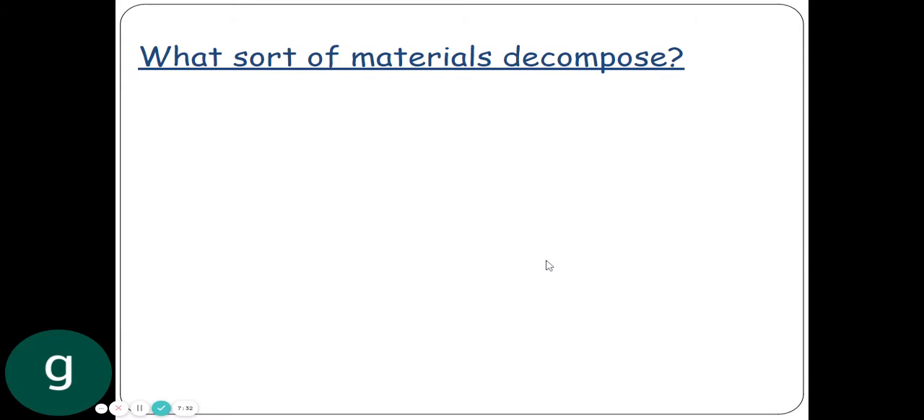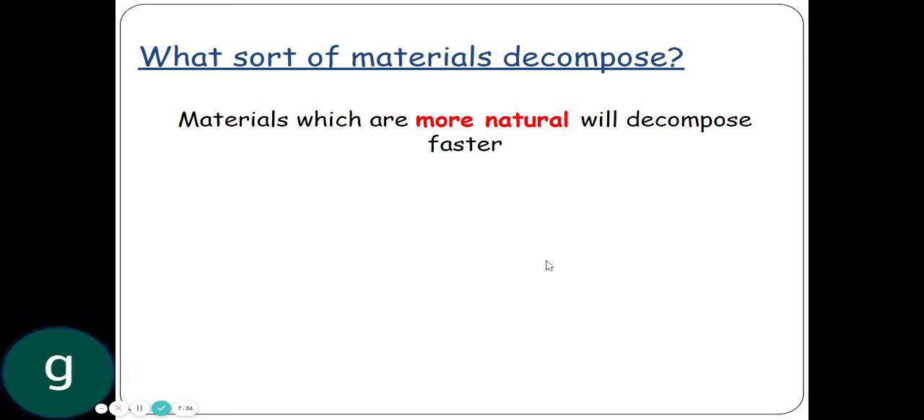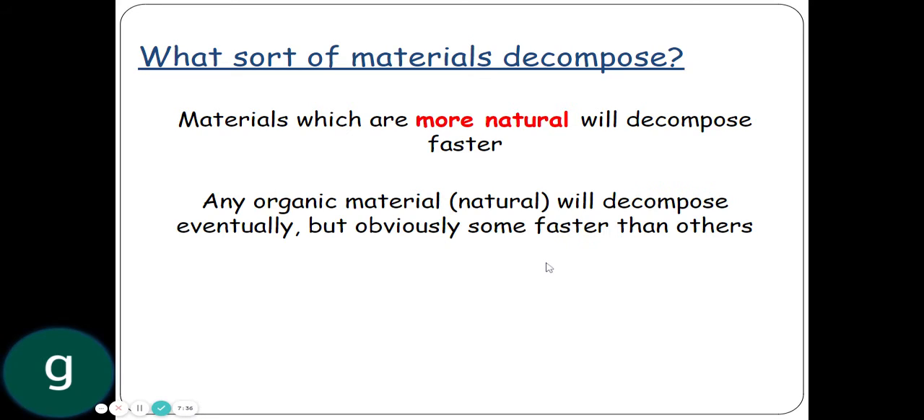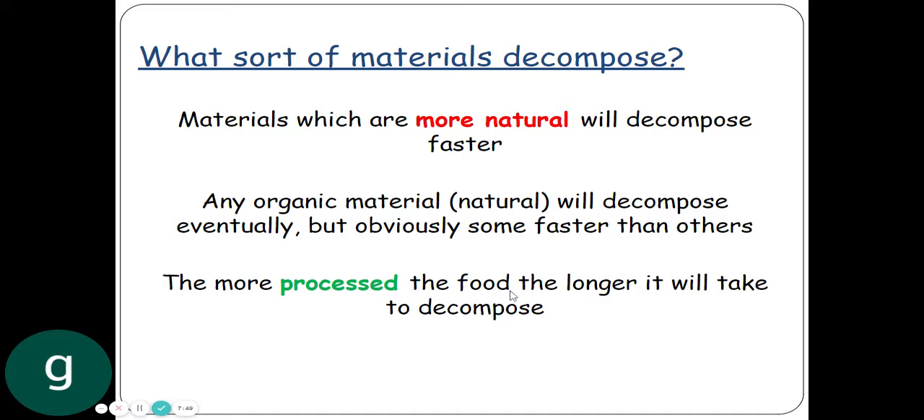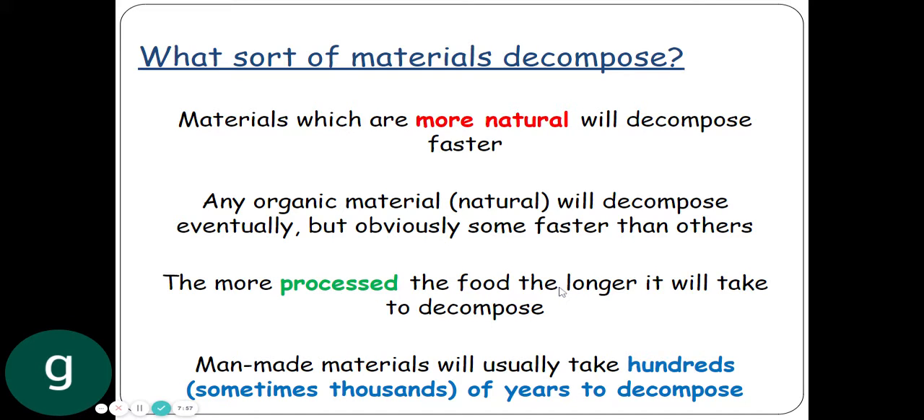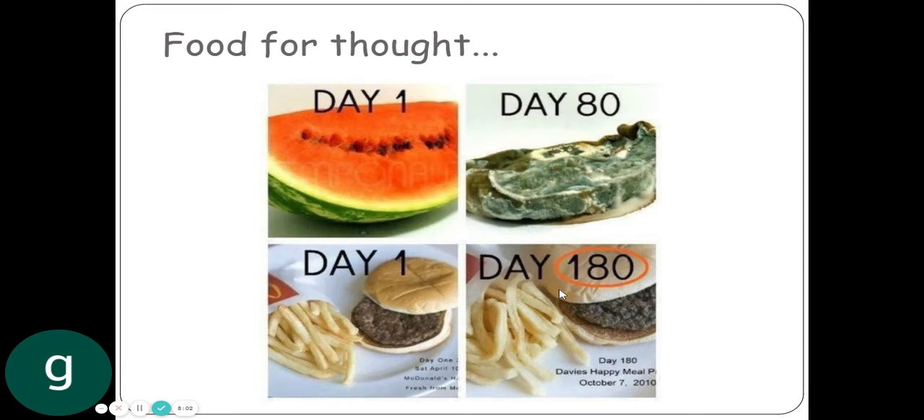Okay. So the sorts of things that decompose are natural things that are either alive or have been alive quite recently. Any organic, natural material will decompose eventually, but obviously some are faster than others. A chemist has a different understanding of what organic means to a biologist. The more processed the food is, so the more things that have been done to it, the longer it will take to decompose. And man-made materials usually take hundreds, sometimes thousands of years to decompose.